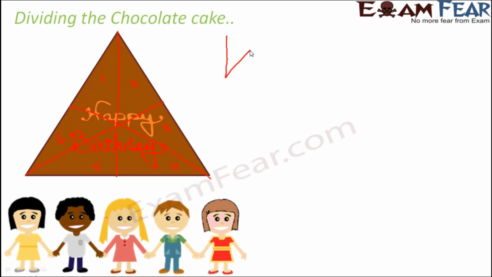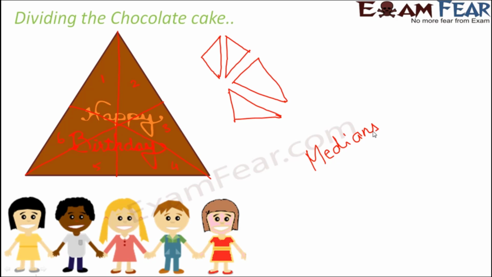If you look at piece number 2, it is a triangle like this. If you look at piece number 1, that is again a triangle like this. Piece number 3 is a triangle like this. Similarly, piece number 4 is a triangle like this, and so on. So each of the pieces of cake is also a triangle. So do you know what are these lines called which divide a triangle into 6 equal triangles? So these lines are nothing but medians. So they are called medians, and we are going to discuss medians here.